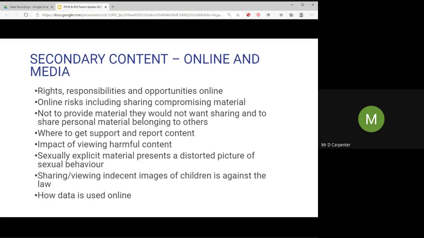There is also information regarding online and the media. So students' rights, responsibilities and opportunities online, the risks of sharing compromising material, the need to not provide material online that they would not want shared and not to share personal information, where to get support and report harmful or suspicious content, the impact of viewing harmful content, how sexually explicit material can present a distorted picture of sexual behavior, and how sharing or viewing indecent images of children is against the law, and also how their data can be used online.